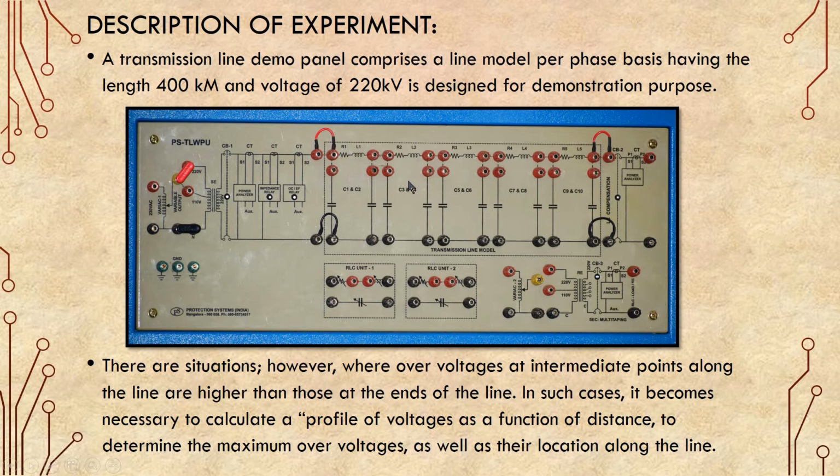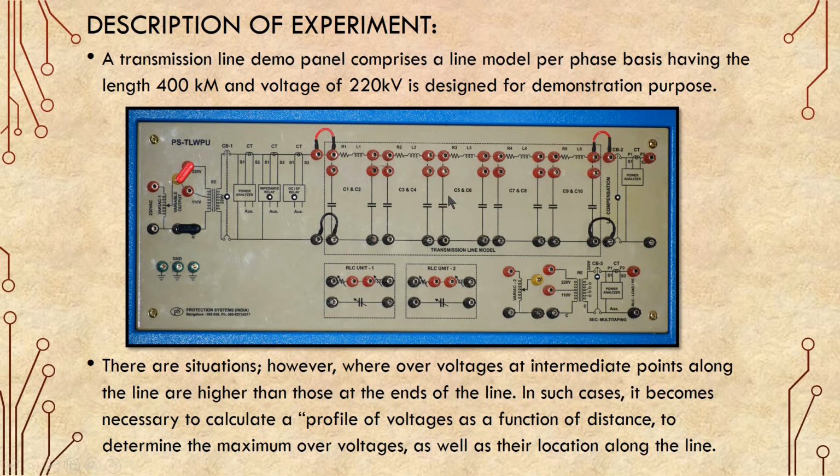R2, L2, C3, C4 is another 80 km transmission line. Similarly, 5 such 80 km transmission lines are there, and if we connect all the 80 km transmission lines in series, it will become a 400 km transmission line, and its rated voltage is 220 kV.